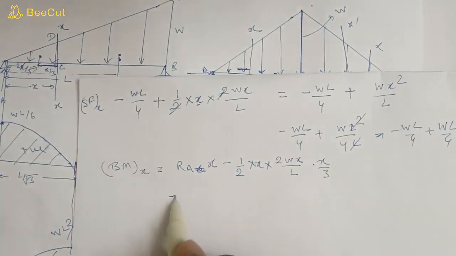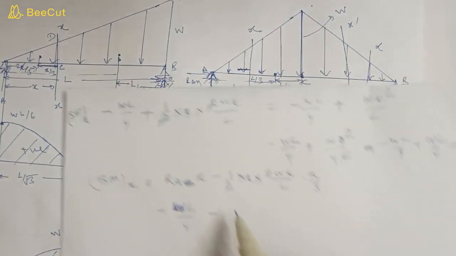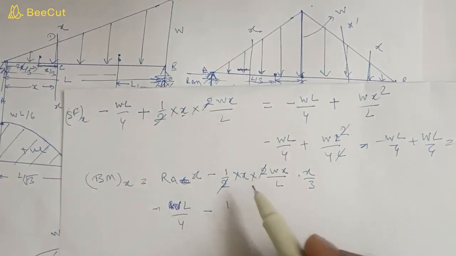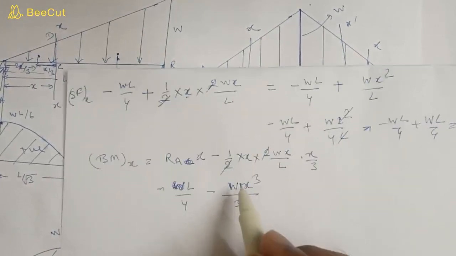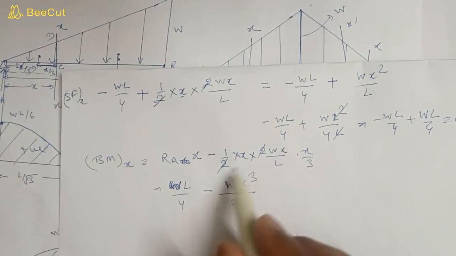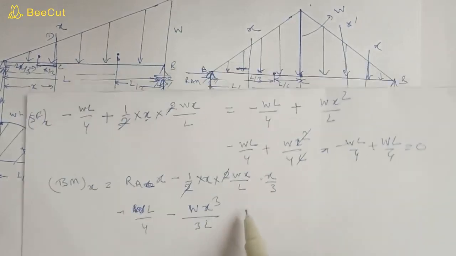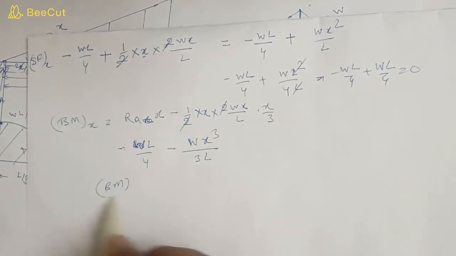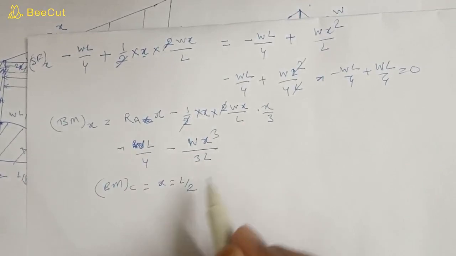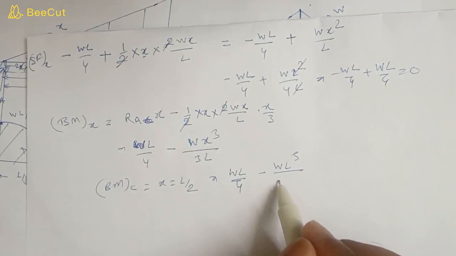So we will get Ra is WL by 4 minus half, if this 2 will cancel this 2, so Wx cube by 3L. So you can see that this is of type y is equal to minus x cube, so this will be a cubic parabola. So bending moment curve will be a cubic parabola. So if you want to calculate at x is equal to L by 2, bending moment at C, at x is equal to L by 2, it will become WL by 4 minus WL cube by 8 into 3, 24L.